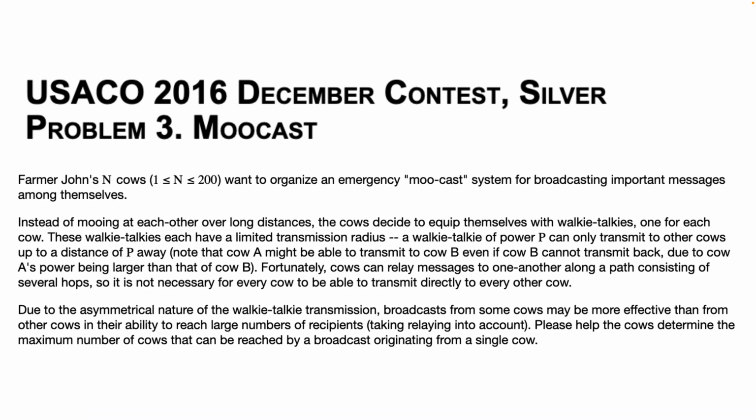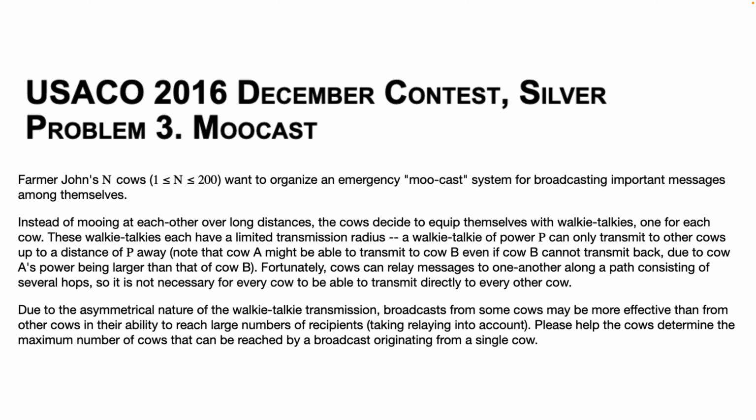This is USACO 2016 December Contest Silver, Problem 3, Moocast. Farmer John's N cows, where N is less than or equal to 200, want to organize an emergency Moocast system for broadcasting important messages among themselves. Instead of mooing at each other over long distances, the cows decide to equip themselves with walkie-talkies, one for each cow. These walkie-talkies each have a limited transmission radius.